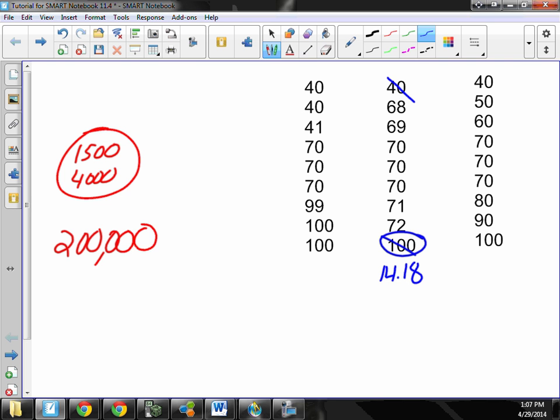14 times 2 is 28. Is 100 more than 28 from 70? Yes. So that would be considered an outlier. Is it a very strong outlier? Just barely. Well, it depends on what you're doing. It depends on what you're studying and what your purpose is, and sometimes people leave them in because it makes them look good, and sometimes they take them out because it makes them look good.